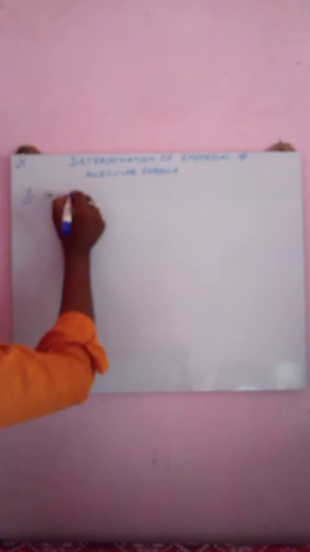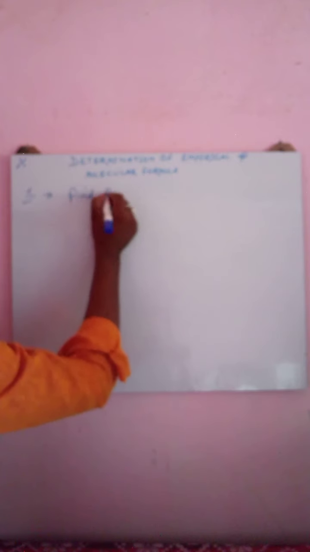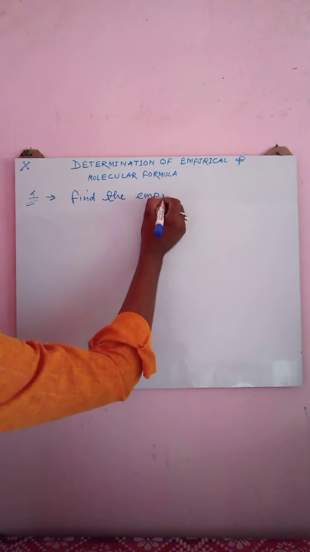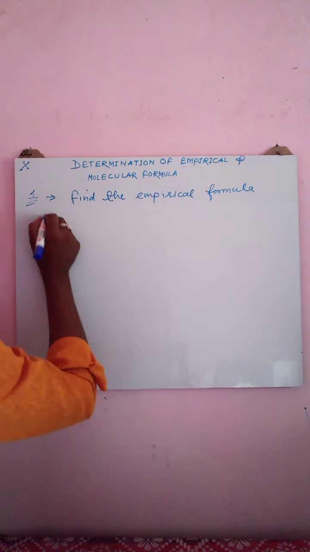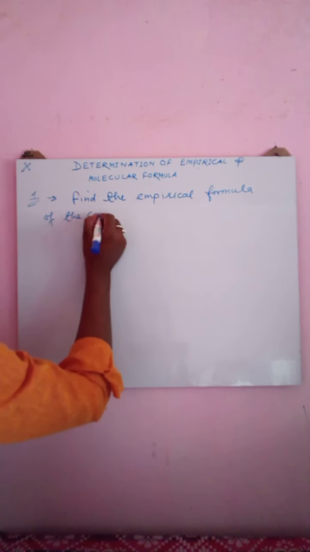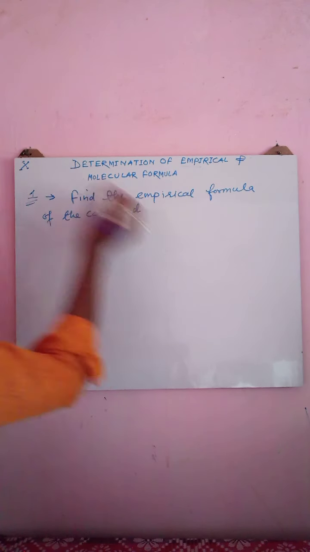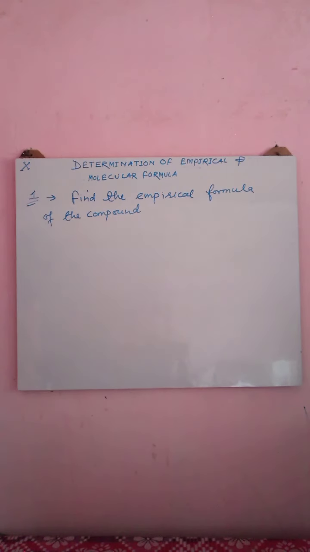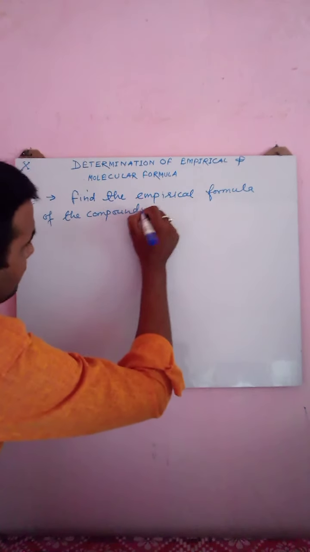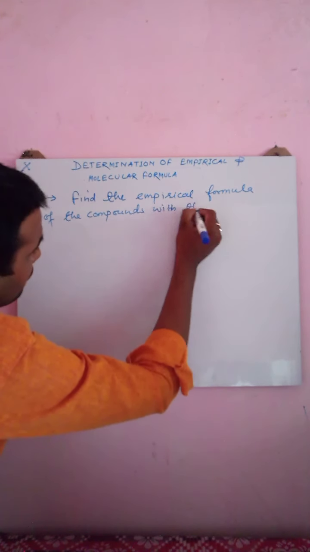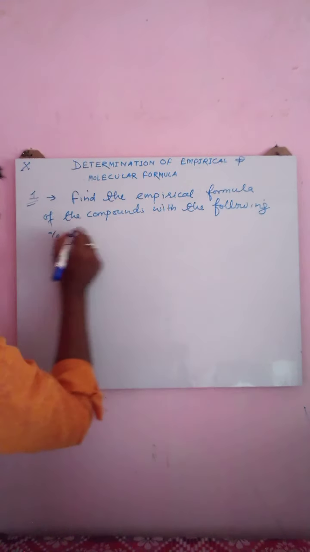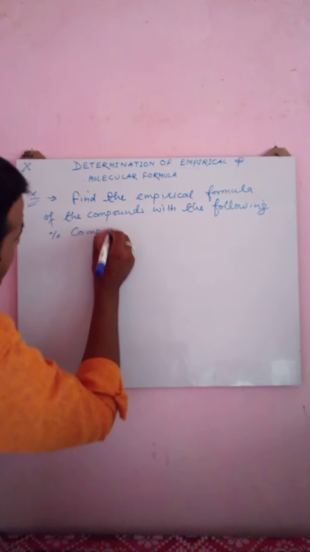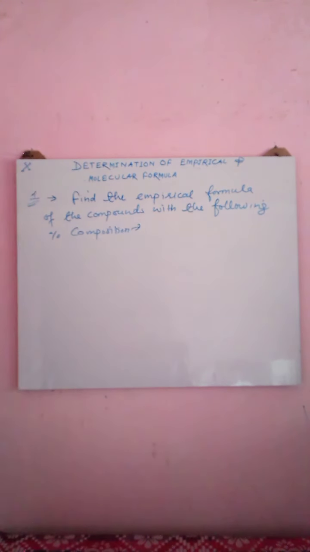Numerical number 1. Find the empirical formula of the compound with the following percentage composition. Okay, so the percentage composition of different elements is given.